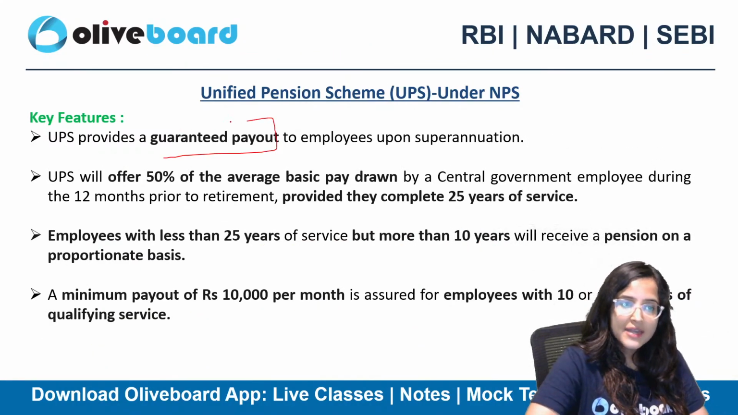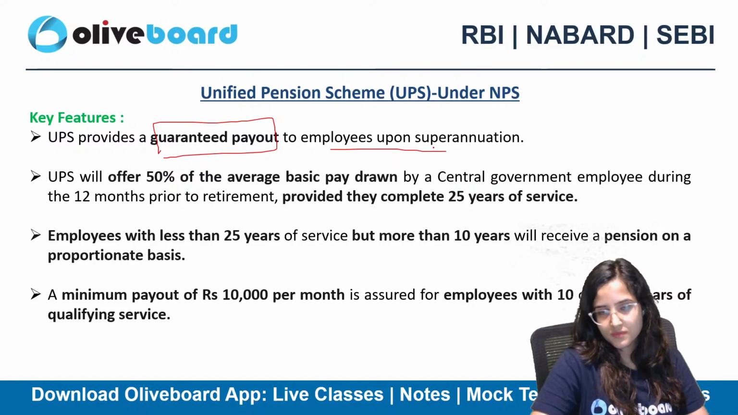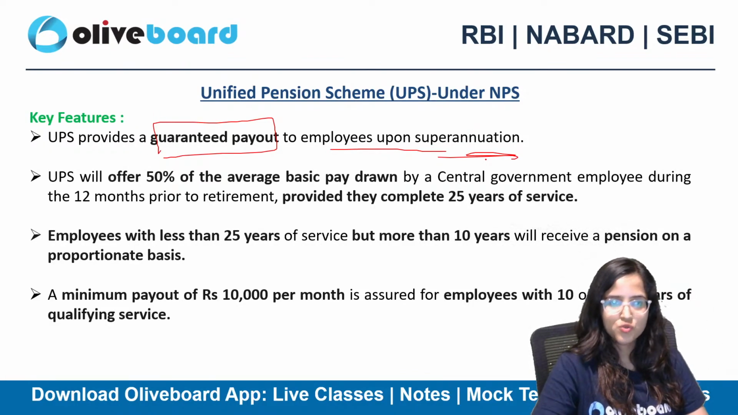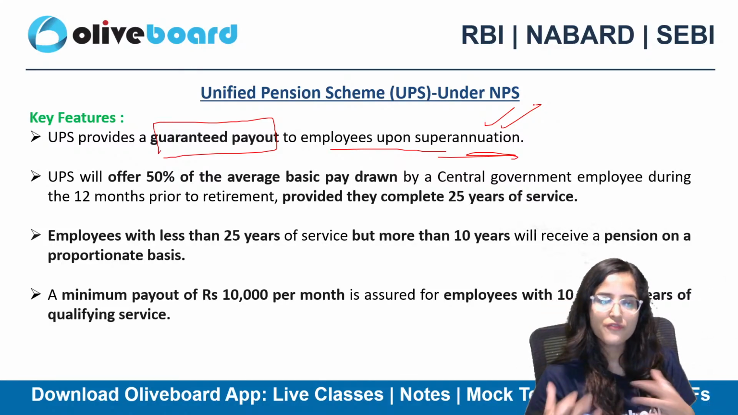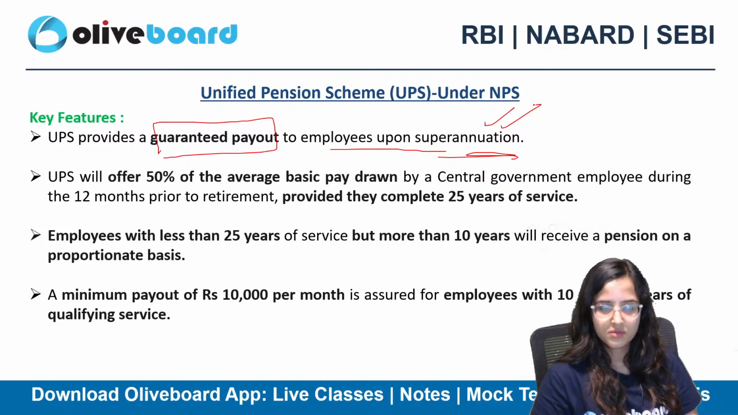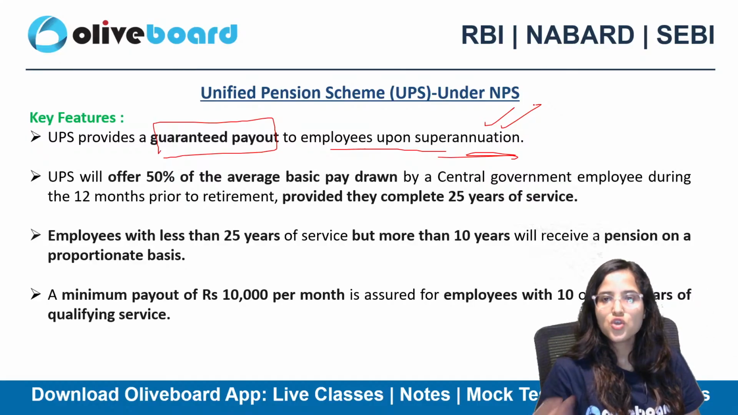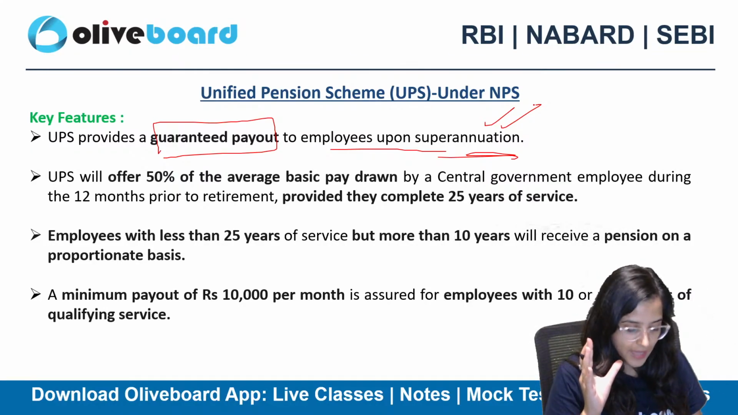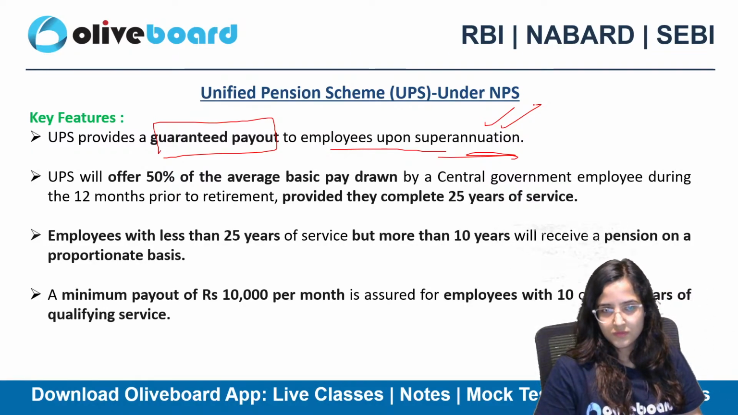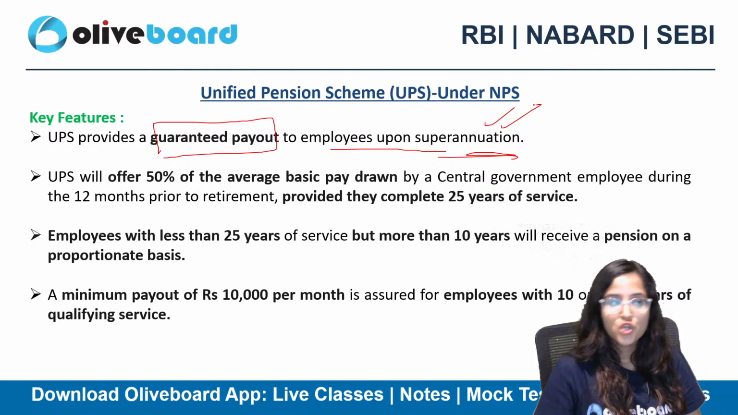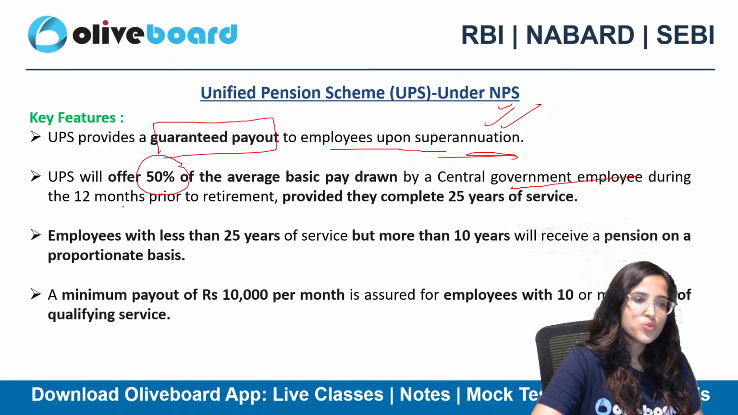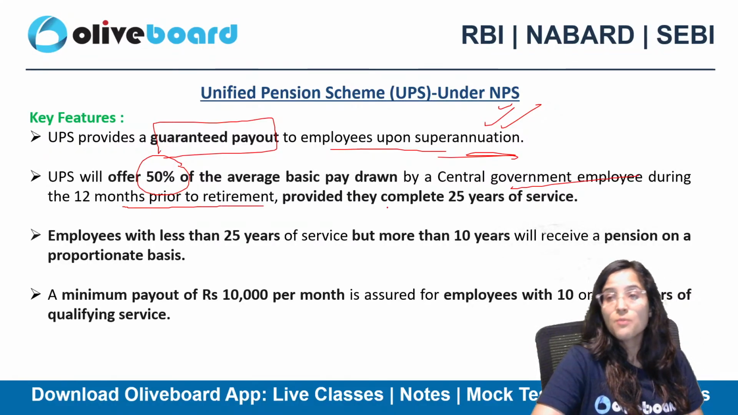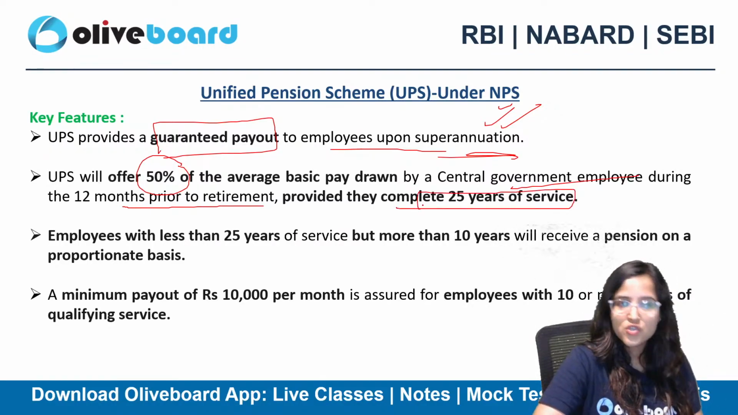UPS provides a guaranteed payout to the employees upon superannuation. Superannuation is basically whenever you are retired. After retirement, the amount of money that you get is what superannuation means. So UPS provides that you're going to have a guaranteed payout upon superannuation. UPS will offer 50% of the average basic pay drawn by a central government employee during the 12 months prior to retirement, provided they complete 25 years of service.